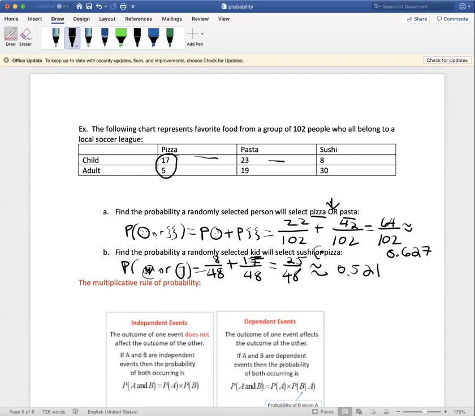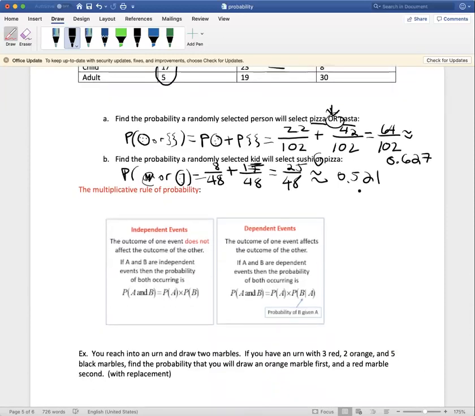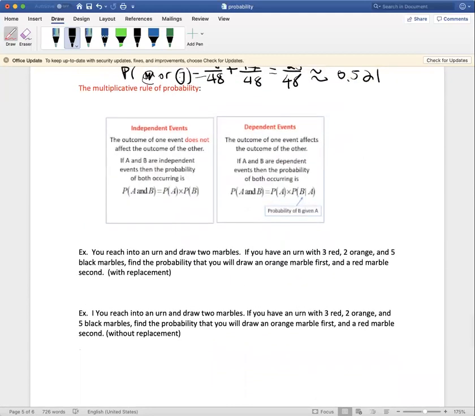Okay, so again, you hear the word or. I want you to think to yourself, anytime I hear the word or, I am dealing with the idea of the additive property of probability. And so we're going to talk about one more property of probability, and that is this last one over here. This is what we call the multiplicative rule of probability.